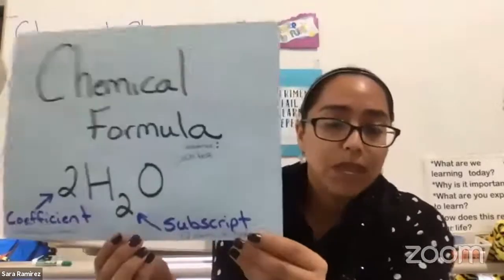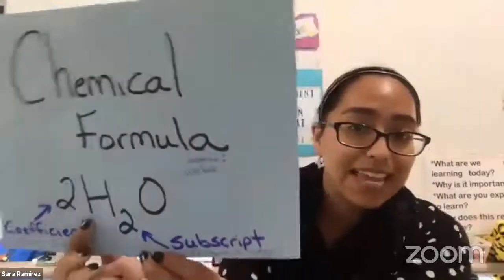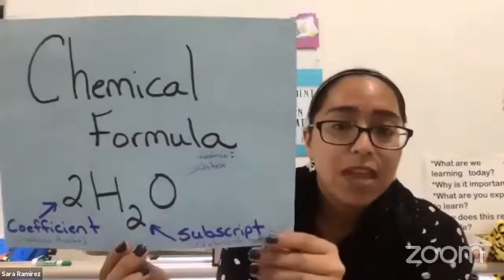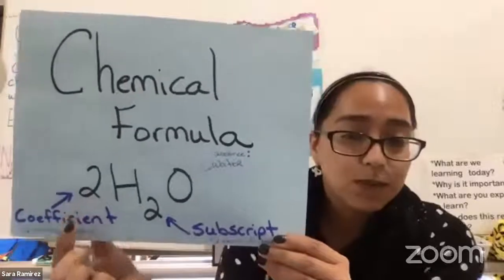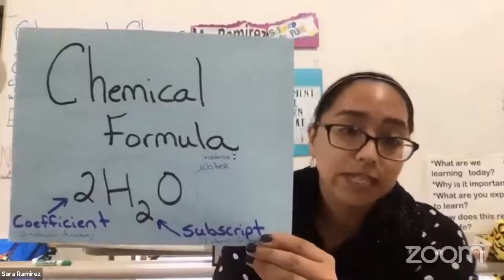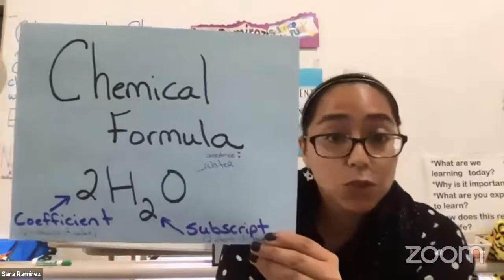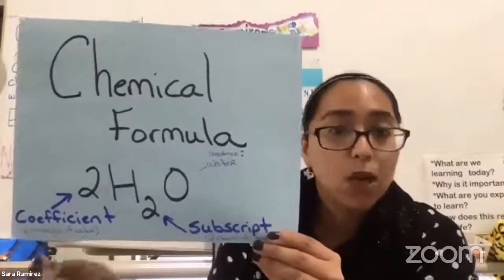So for example, here's an example of a chemical formula here. We see 2H2O. So we know H2O is simply water, but this time there's a big number in front of the H. That big number is called a coefficient, and it's simply telling us how many molecules of that substance there are. So since there's a 2, that tells us that there are 2 water molecules in this chemical formula. So that big number is the coefficient.